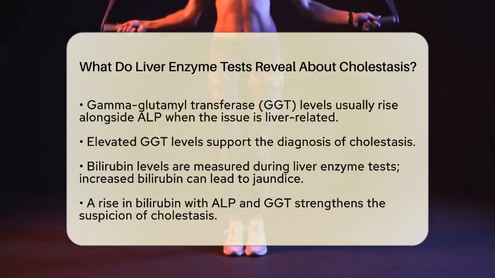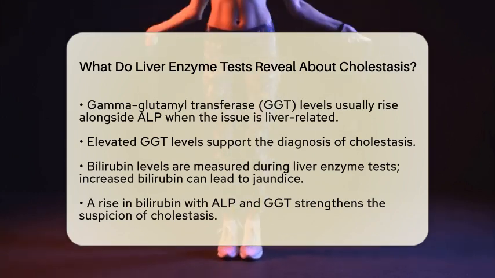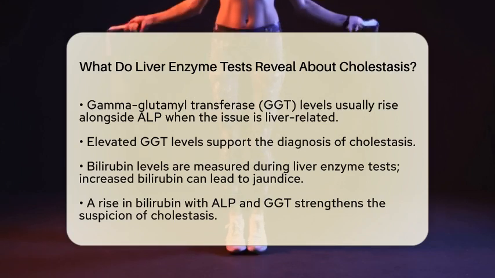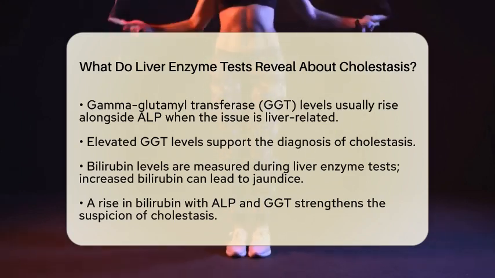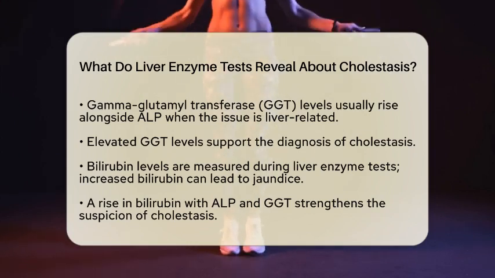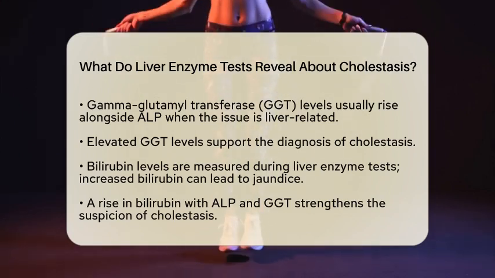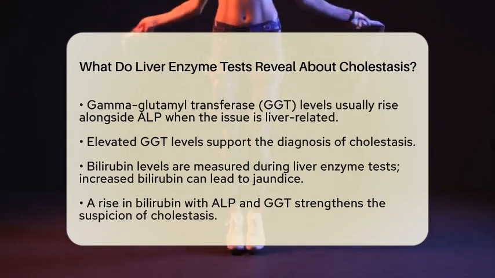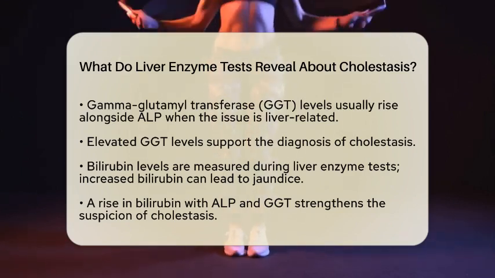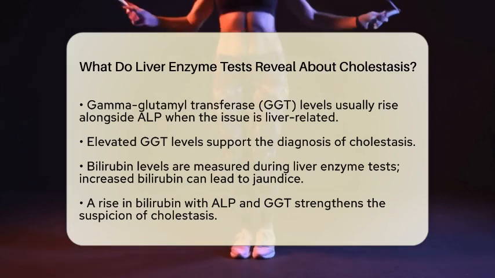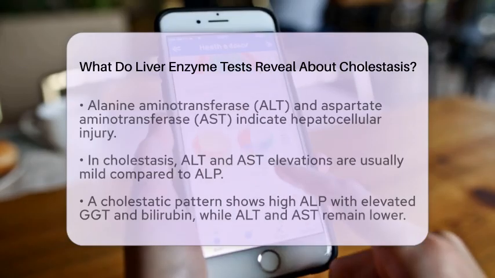Alanine aminotransferase and aspartate aminotransferase, often referred to as ALT and AST, are also part of liver enzyme tests. These enzymes indicate hepatocellular injury. In cholestasis, their elevations are usually mild compared to ALP. If ALT and AST levels are predominantly high, it suggests hepatocellular damage rather than cholestasis.